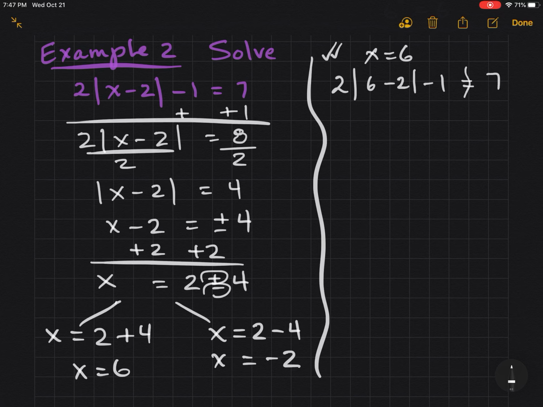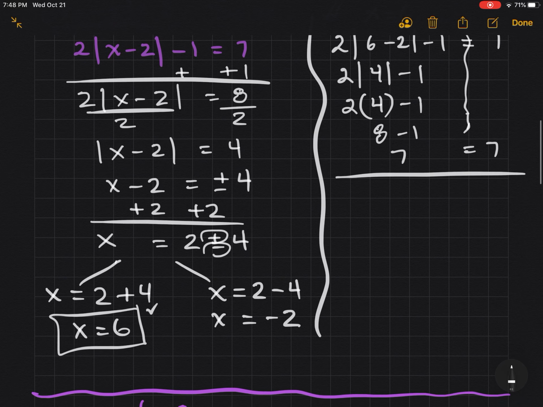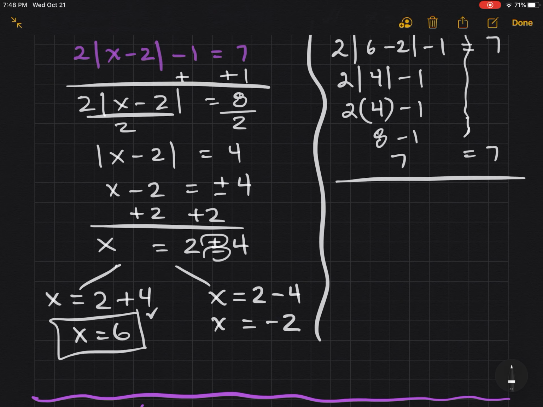And it's important to never cross the equal sign. So now I got the absolute value of 4 there, minus 1. And now I take the absolute value, which is positive 4. 8 minus 1 is indeed 7. So this one checks. So this is a good answer. I checked it. Now I'm going to check the negative 2.